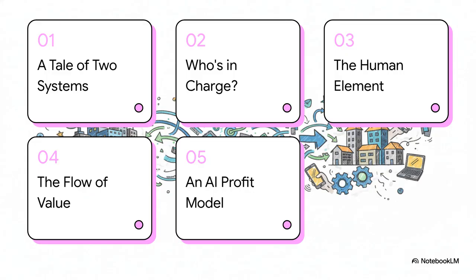So here's our game plan. First, we'll just look at the two systems side by side. Then we'll dig into their power structures. Who's really calling the shots. After that, we'll see where people fit in, and then how each side even thinks about value. And finally, the big one. We'll uncover that critical link that ties this whole thing together.